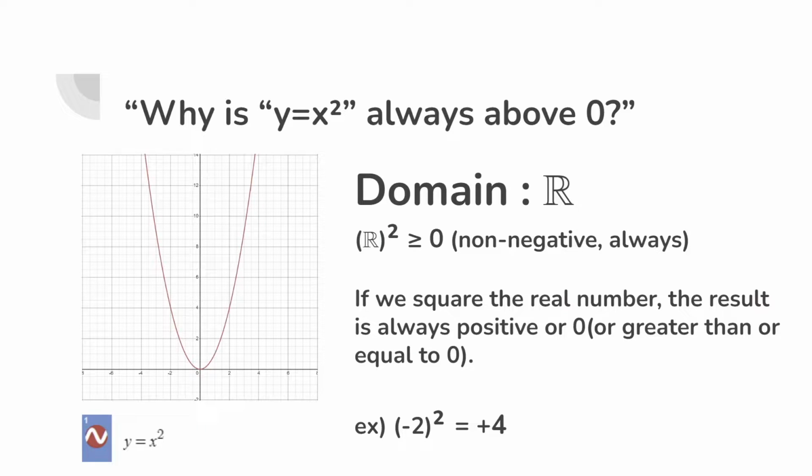So y equals x squared is always above 0. If we square a real number, the result is always positive or 0. For example, if we plug in a negative number, such as negative 2, then negative 2 squared is positive 4, not negative 4. That's why y equals x squared is always above 0.